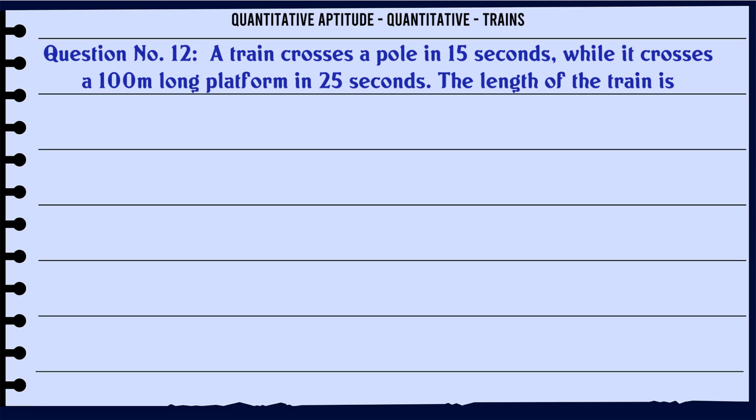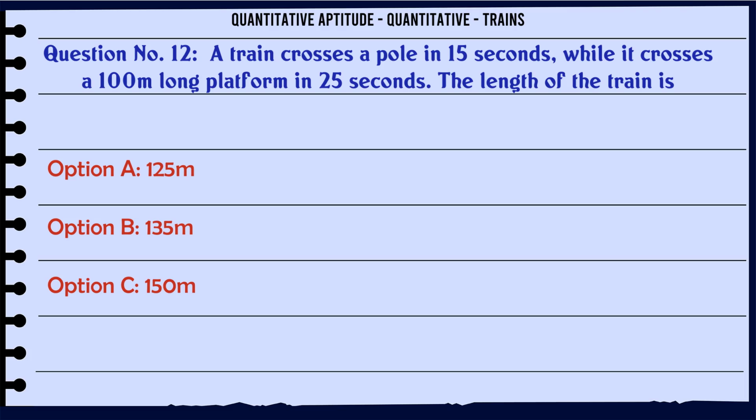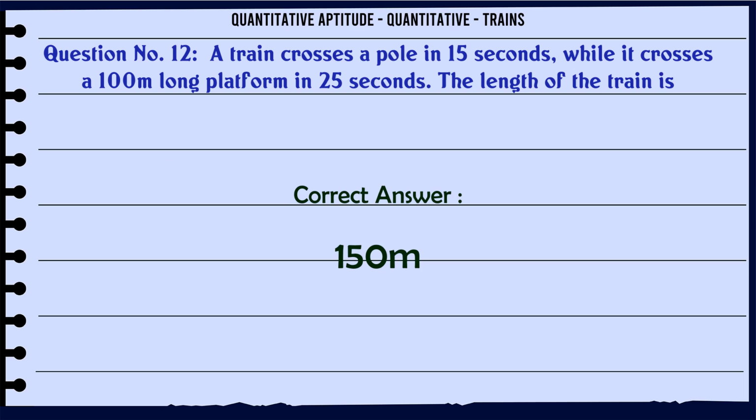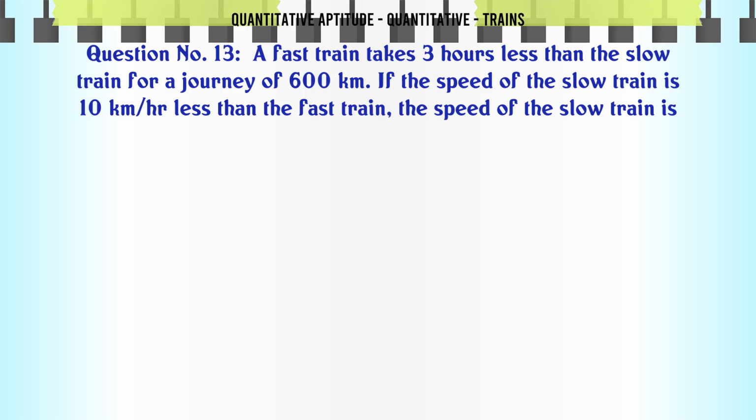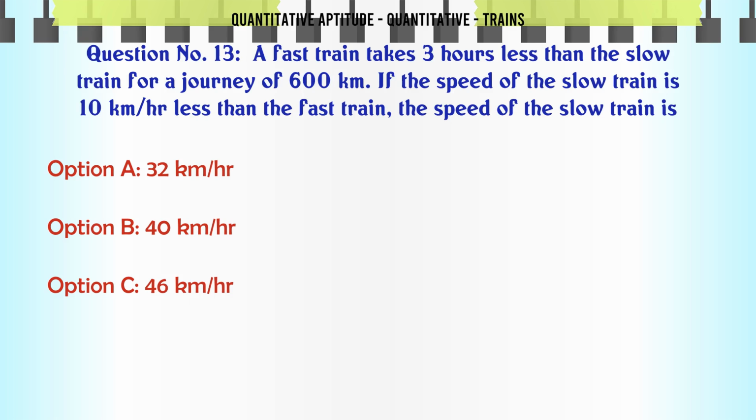A train crosses a pole in 15 seconds, while it crosses a 100 m long platform in 25 seconds. The length of the train is A 125 m, B 135 m, C 150 m, D 200 m. The correct answer is 150 m.